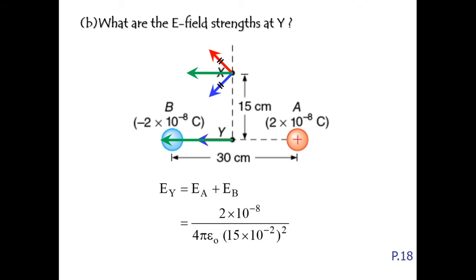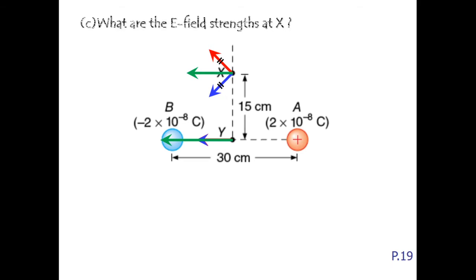How about the electric field due to the charge at B at Y? Because the two charges are of the same magnitude and same distance from Y, the magnitude of the field due to the negative charge at Y should be of the same magnitude. So we simply multiply by 2 in this expression, then you can find out the resultant field. So the value is equal to 1.60 times 10 to the power 4 Newton per Coulomb.